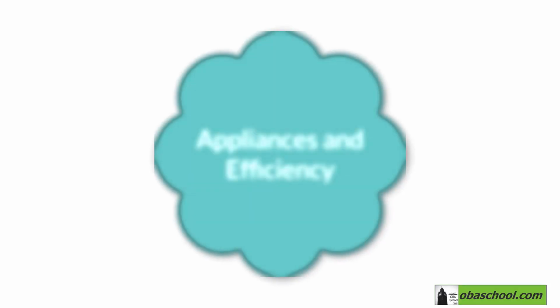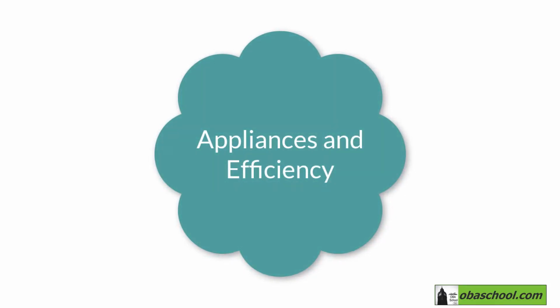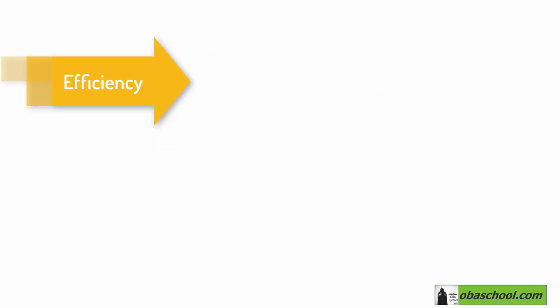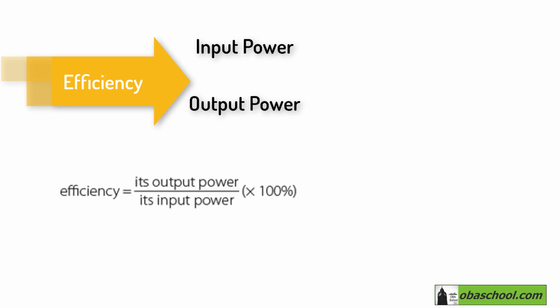Hi, in this video we will find the efficiency of the appliances. Now the efficiency of any device can be calculated from the power supplied to it, which is the input power, and the useful energy per second it transfers, which is the output power, that we have found in the previous tutorial. Now to find the efficiency, we use the equation. Efficiency is equal to the output power divided by the input power and multiplied by 100%.